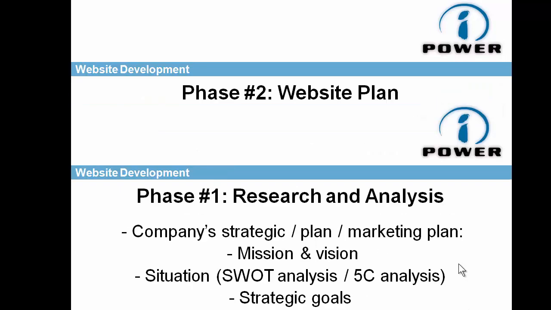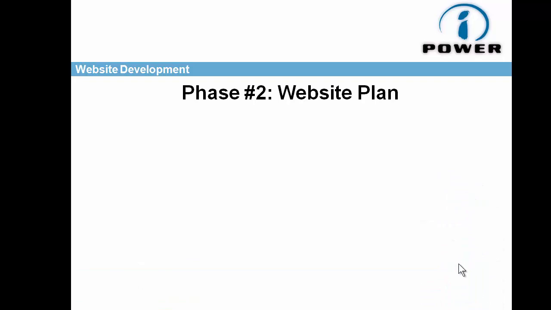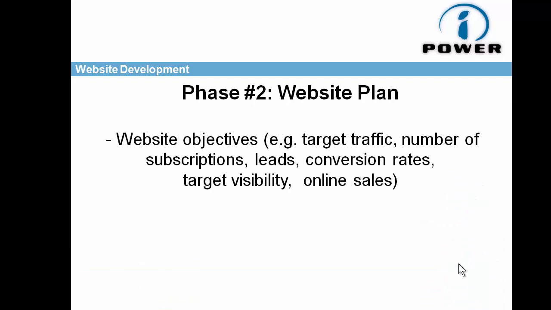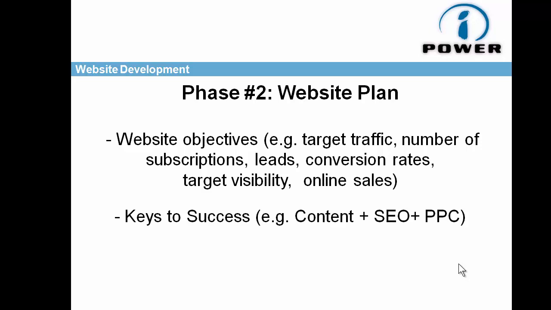Once we understand the big picture, we can move on and define our website plan. And the website plan can be 1-page document if you want to, or it could be 10 to 20-page document. But the most important components of any website plan are your website objectives. You need to define your target traffic. How many people do you want to see on your website?